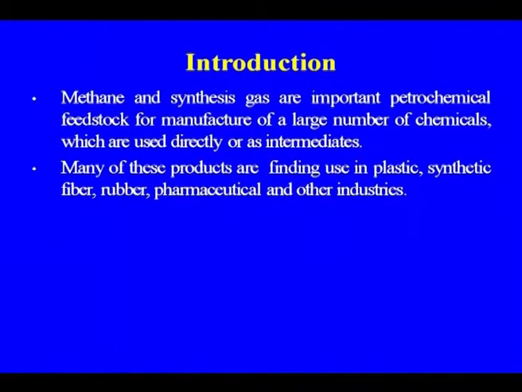Many of these products find use in plastics, synthetic fibers, rubber, the pharmaceutical industry and other industries. One of the very important products from synthesis gas is methanol, and methanol to formaldehyde, and then other uses of methanol in production of MTBE, and now methanol to olefin technology, which is finding wide application and acceptability in the petrochemical industry. So these are some of the major factors why synthesis gas is a very important petrochemical feedstock.